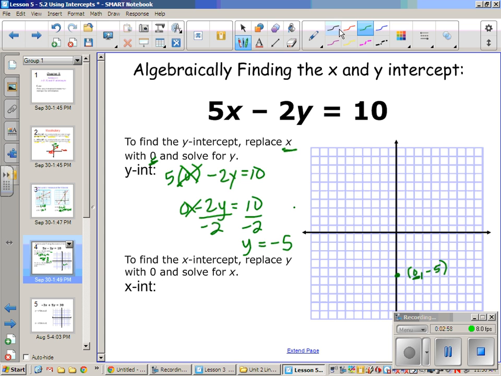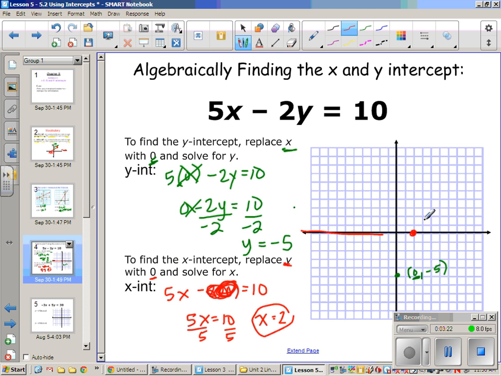To find the x-intercept, we replace the y with 0 in the equation. So I'm going to rewrite my equation, and this time y becomes 0. Anytime you multiply by 0, that term goes away. So I'm left with 5x = 10. If I divide by 5, I get x = 2. What that means is I go on the x-axis to 2, and that's my coordinate (2, 0), because the y-coordinate for every x-intercept is 0. The nice thing about finding the intercepts is now I have 2 points on a line, and that's all I need to graph. Now I can get an accurate representation of what this line looks like without having to solve y = mx + b.